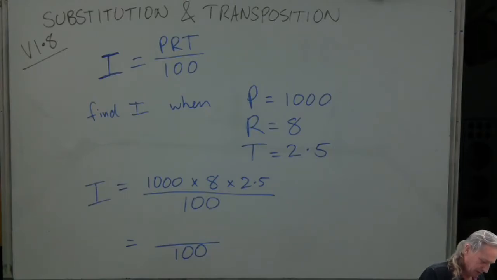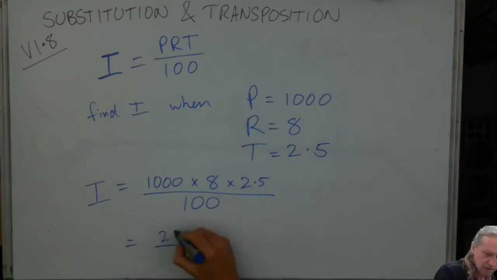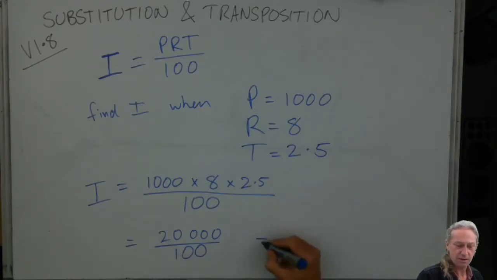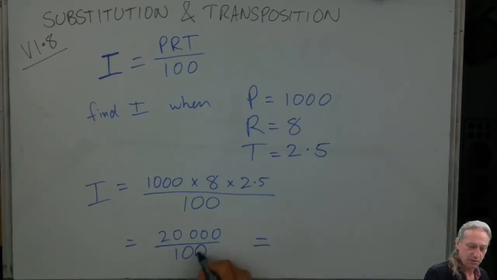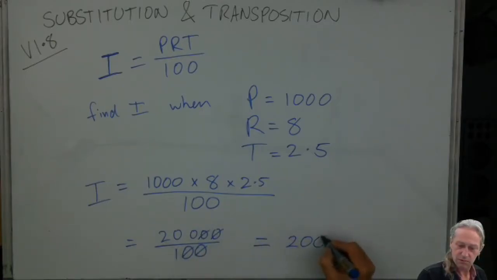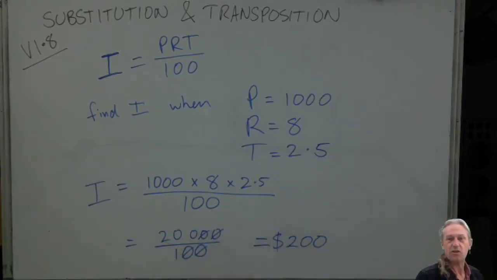1,000 times 8 times 2.5 equals 20,000. But then divided by 100. Really, we can just cancel those. Equals 200. And we know they're dollars because we've already looked at simple interest.